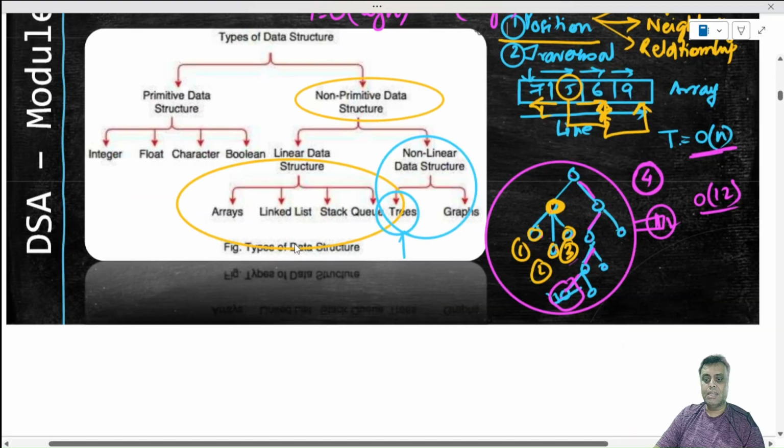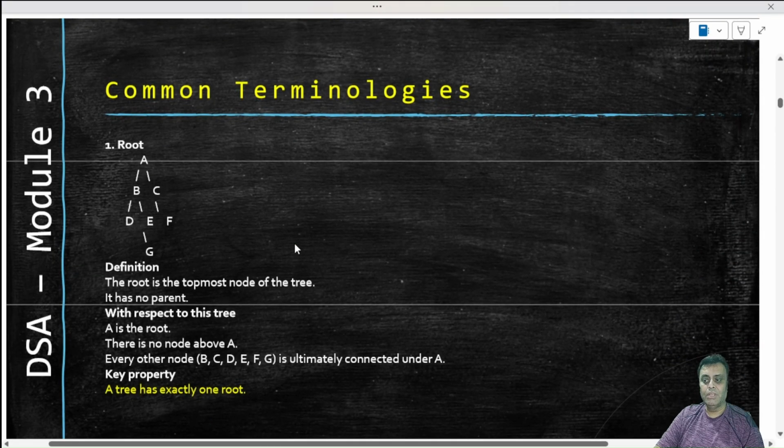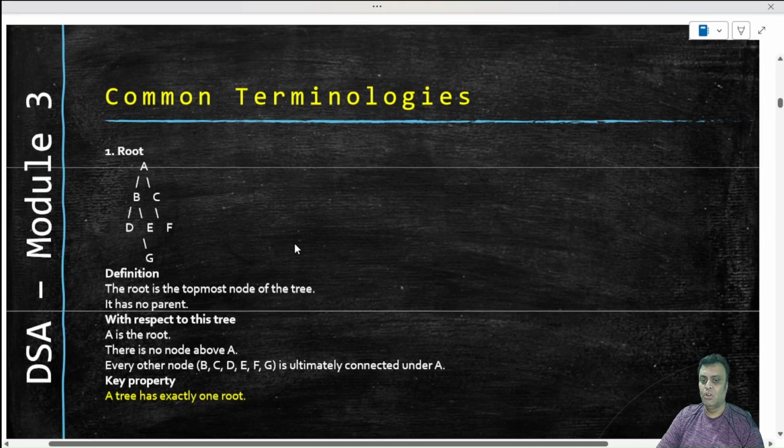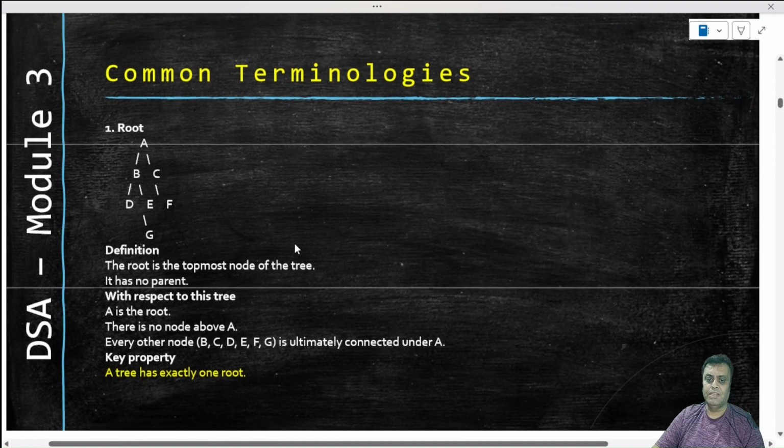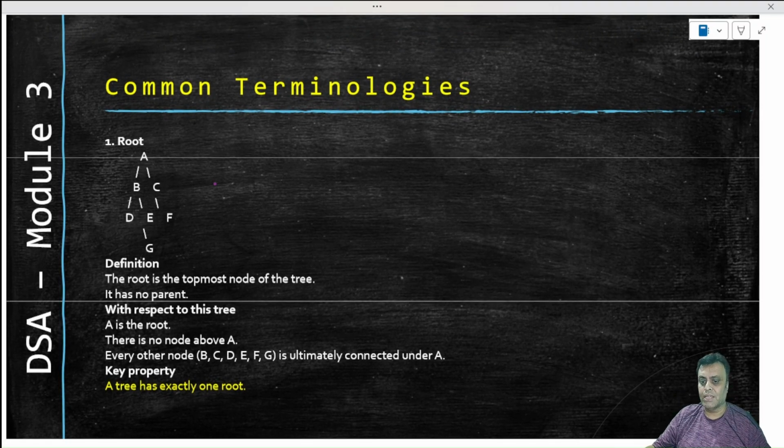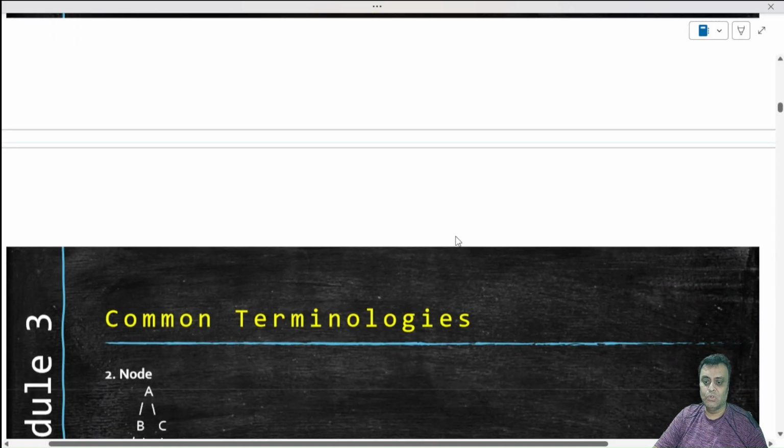So if that is understandable, then let's move on and quickly cover some of the terminologies. Root, very simple. If there is a tree like this, then my root is the element which has no parent. So here there is no parent, hence this is my root. And a tree will have exactly one root. You cannot have more than one root in a tree. So that's what a root is.